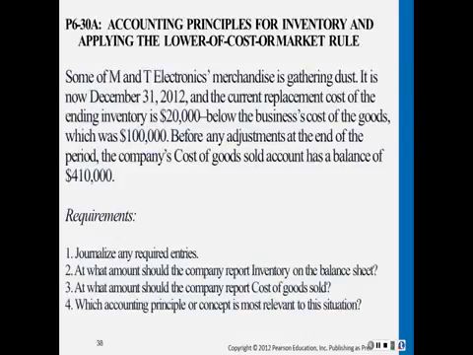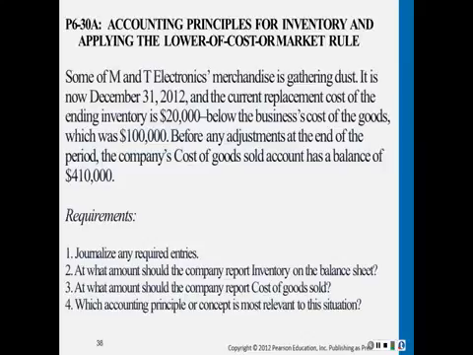Problem 6-28A demonstrates the lower of cost or market rule. Some of M&T Electronics' merchandise is gathering dust. It is now December 31st, 2012, and the current replacement cost of the ending inventory is $20,000 below the business's historical cost, which was $100,000. Before any adjustments at the end of the period, the company's cost of goods sold account has a balance of $410. We need to journalize the required entries.